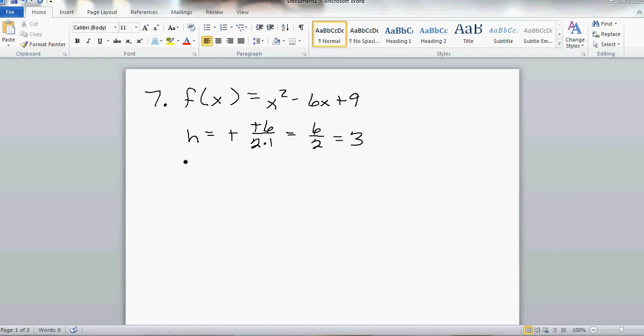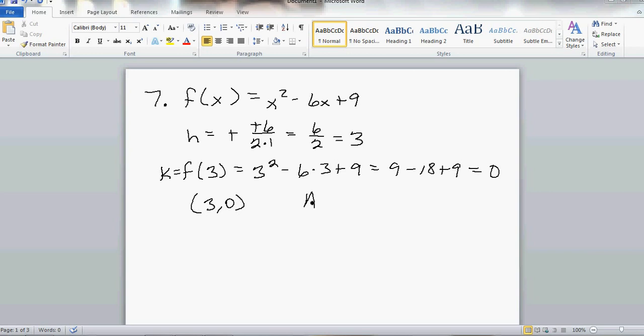So h is equal to 3, and then to find k, we get f of 3, which is 3 squared minus 6 times 3, plus 9, which equals 9 minus 18 plus 9, which equals 0. And so our actual vertex would be 3, 0. The axis of symmetry, as always, is x equals 3.